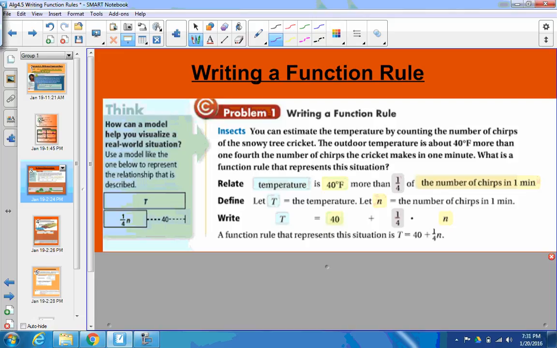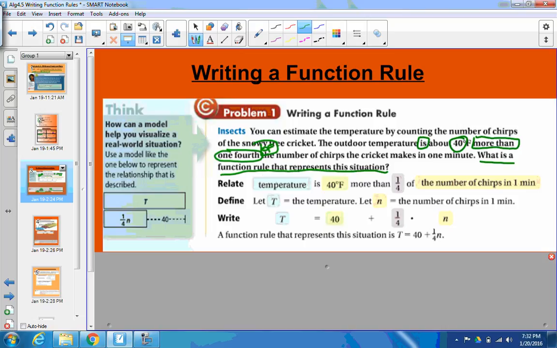the number of chirps it makes in 1 minute. All right, so here we go. Circling key numbers: 40 and 1/4, even though it's a word, that would be representing the number 1/4. Underlining the question: what is the function rule? All right, and then boxing the key math action words. I already found one. Is, it's going to be equals. More than, I think that's plus. I'm guessing this is going to be 1/4 of the number of chirps, so I'm going to say box that.